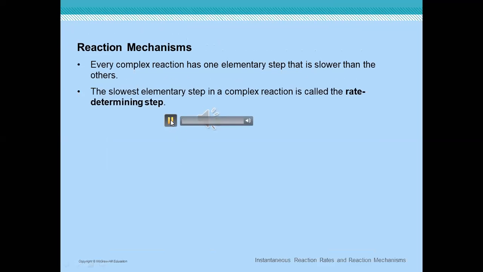Reaction mechanisms. Every complex reaction has one elementary step that is slower than the others. The slowest elementary step in a complex reaction is called the rate-determining step. So every complex reaction has one elementary step that is slower than the other, okay? But the slowest elementary step in a complex reaction is called what? It is called the rate-determining step.